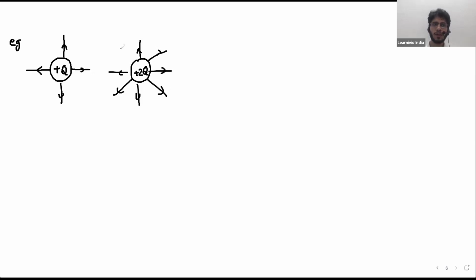So the number of field lines is relative. Instead of 4, I can draw 3 field lines or 2 field lines. But if I draw 4 field lines or 2 field lines for Q charge, then for 2Q charge, the number of field lines will get doubled. Like if I take a charge of plus 2 coulomb and I'm drawing 2 field lines for this charge, and now I'm taking a charge of plus 8 coulomb. Fatma, can you guess the number of field lines for the 8 coulomb charge?